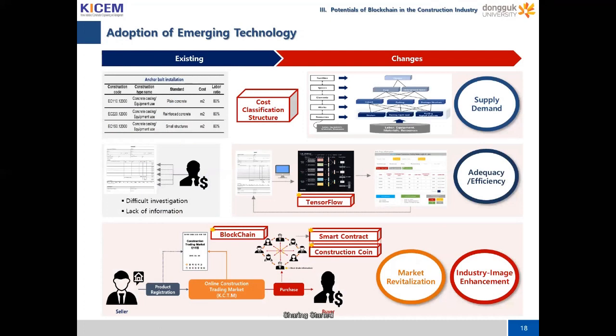One aspect of this research is to adopt emerging technologies. I already touched on most of these topics previously. We developed this cost classification structure using the Korean system, and we looked up many different global references and tried to address the supply and demand of the market. We also employed some AI technologies and TensorFlow to increase the adequacy of data and make our system more efficient. Finally, we utilize blockchain technologies as a distributed database, and we're in the process of developing the smart contract and construction coin using an existing platform to finalize my research.